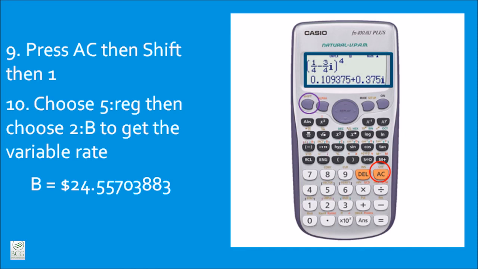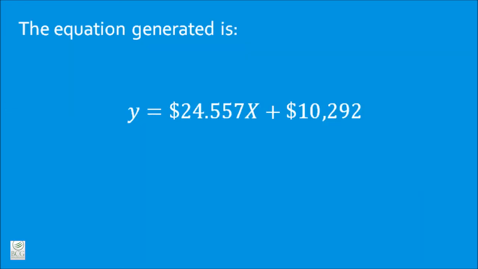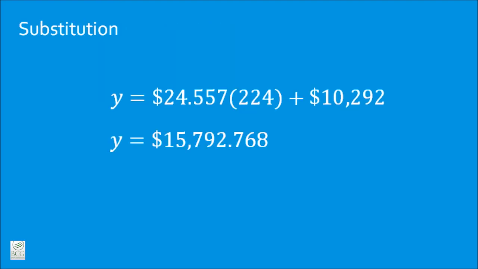I hope you'll learn a lot about using this calculator, because it really helps a lot in the regression calculation. With that, we already have the A and B values, so we can form the equation. The equation is: total cost y equals 24.557x plus 10,292, which is the fixed cost. We'll just substitute the number of reports for week 9, and we'll get an estimated total cost for week 9 of 15,792.768. So that is the result for the regression.